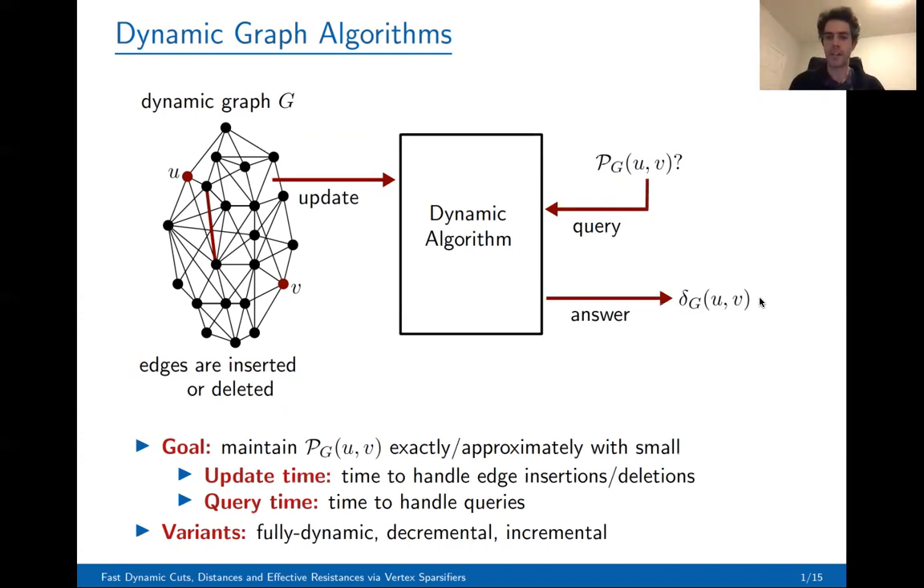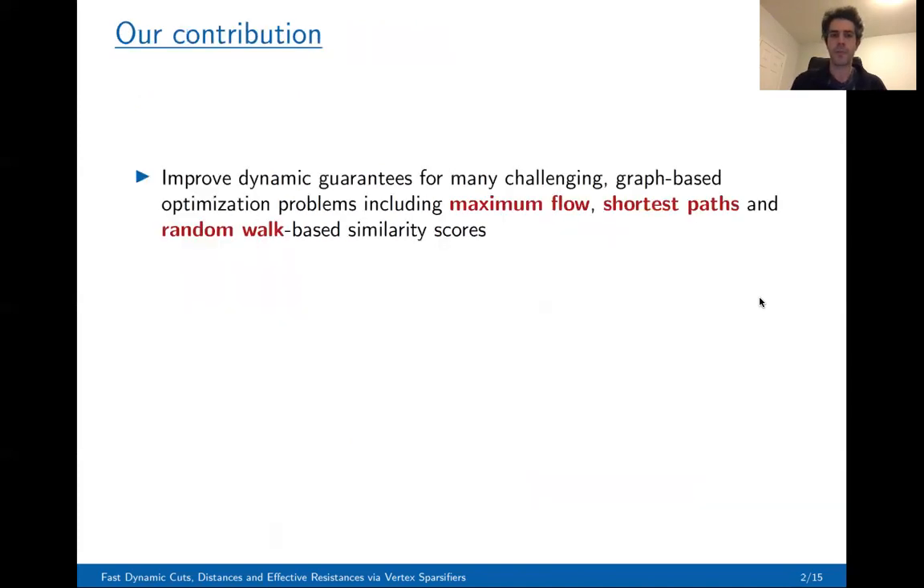There are many variants of dynamic graph algorithms studied in the literature, namely the fully dynamic versions, where you are allowed to both insert and delete edges, the decremental version, where you're only allowed to delete edges, and the incremental version, where you're only allowed to insert edges. In this paper, we design many improved dynamic algorithms for graph-based optimization problems like maximum flow and shortest path.